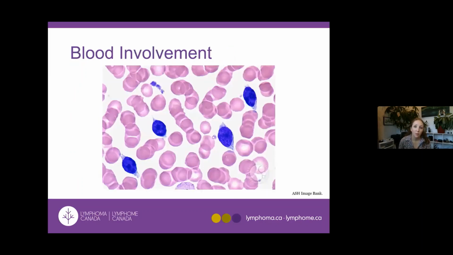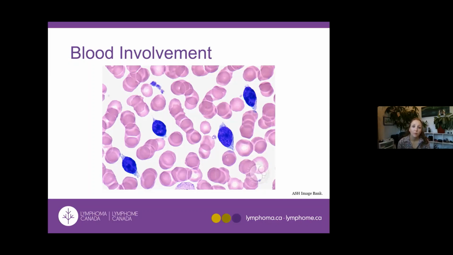So this is just an example of what blood involvement with marginal zone lymphoma looks like. To orient you, again, this is a peripheral blood smear. This would be taken from a vial that would be removed from an individual's arm. The red cells are red blood cells, and then the large purple cells are lymphocytes or B cells.